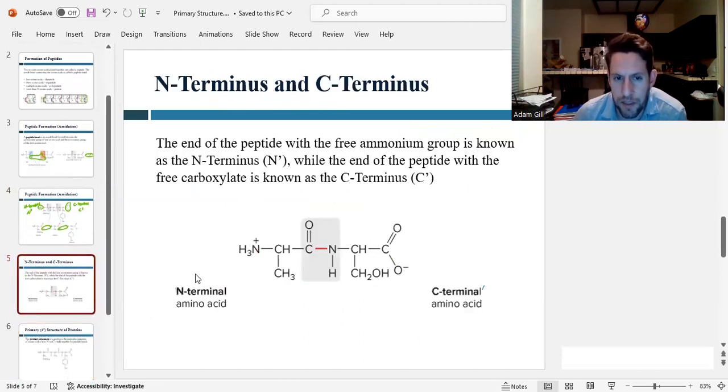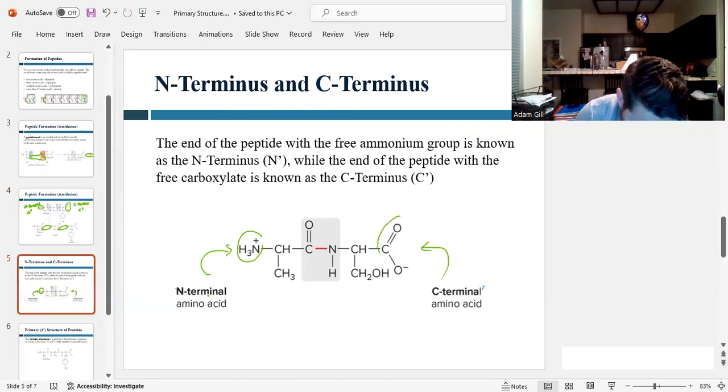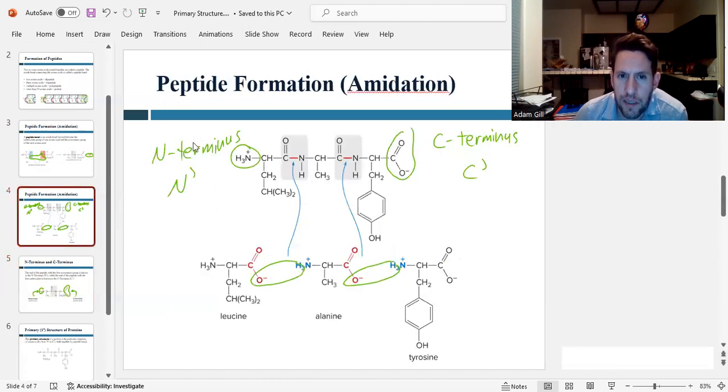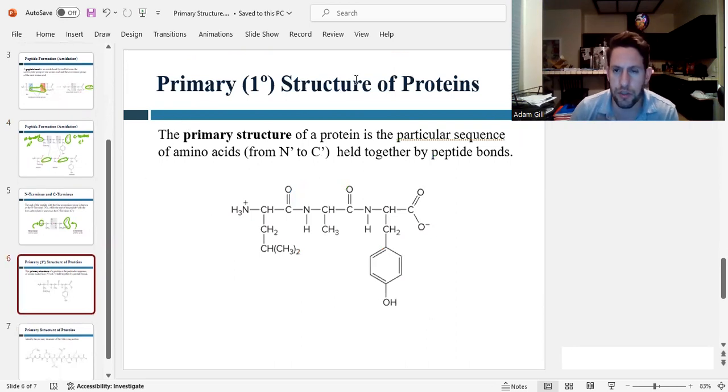And so here's just showing another example, right? Your N-terminal amino acid, because of the free nitrogen group, and the C-terminal, named because of the carbon on the end. So the N-terminus and the C-terminus. Now, when we start linking multiple peptides together, the order becomes important, right? In this case, we had leucine, then alanine, then tyrosine. But if we had had them in a different order, that would be a different molecule. And so the primary structure of a protein is the particular sequence of amino acids from N to C held together by peptide bonds. So let's take a look at this peptide here and let's try and come up with its primary sequence.